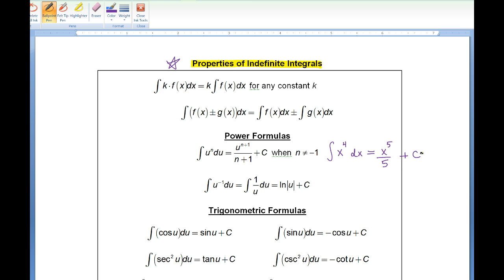Now, we don't know what c is. What does the answer represent? This represents the area under the curve. But how is the area under the curve the antiderivative? I don't get that part.